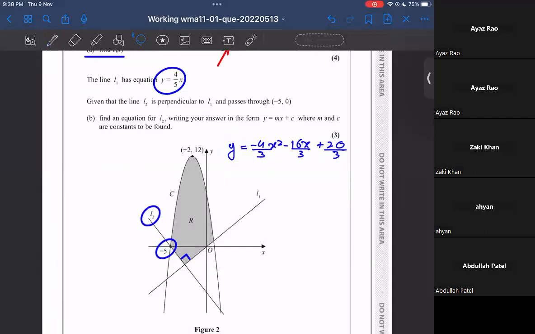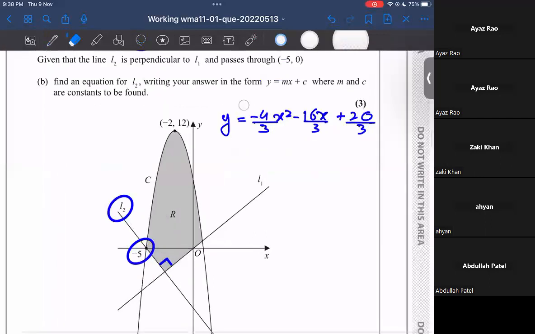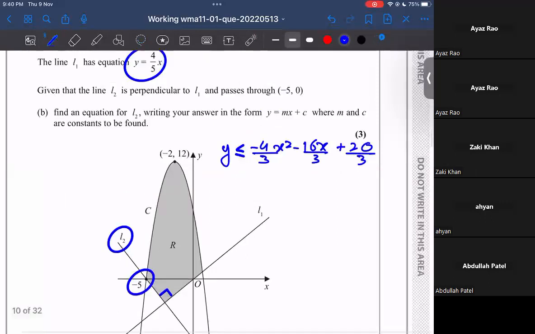अब देखो कर्व के अंडर रीजन है आपके पास. So we are going to write less than equals to, ठीक है ना. लाइन L1 की इक्वेशन के ऊपर, L1 के ऊपर शेडिंग हुई है. So we are going to write y is greater than equals to 4/5x. This is the equation of the line L1.